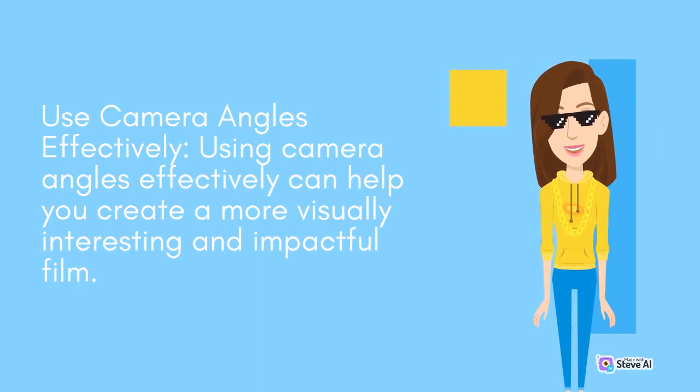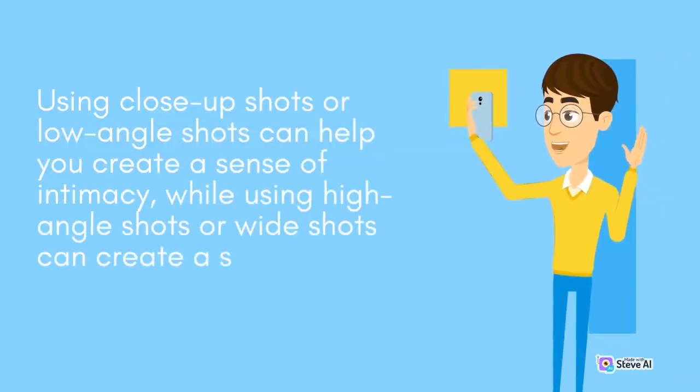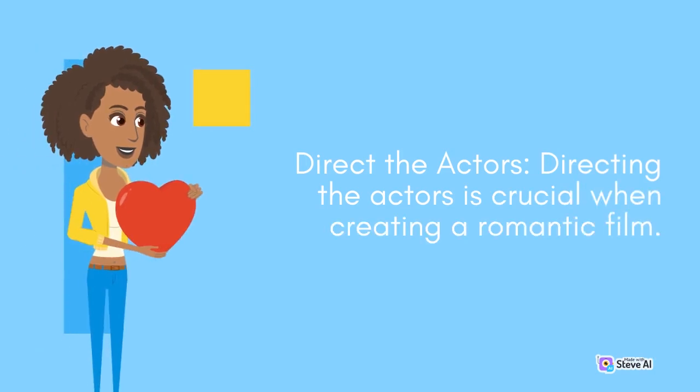Use camera angles effectively. Using camera angles effectively can help you create a more visually interesting and impactful film. Using close-up shots or low-angle shots can help you create a sense of intimacy, while using high-angle shots or wide shots can create a sense of distance. Direct the actors. Directing the actors is crucial when creating a romantic film.